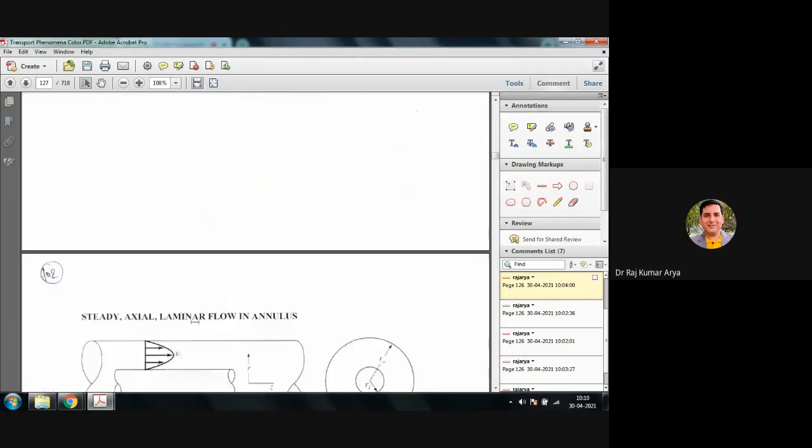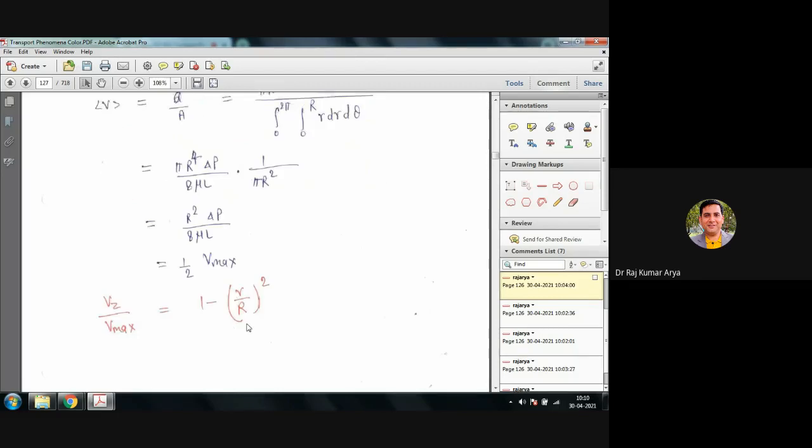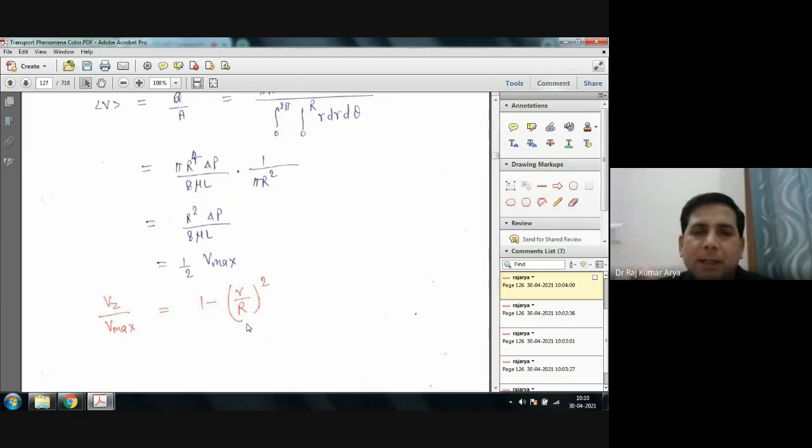Now once you have maximum velocity and average velocity, what else do you need to find? You need to calculate what the drag force by this particular fluid on the pipe would be. So how would you calculate drag force? Shear stress multiplied by area, right?